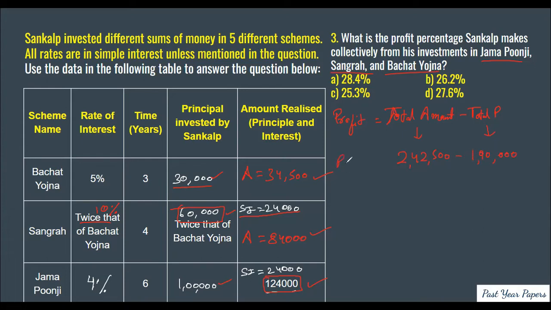So what will be the profit? Profit will be 52,500. But we need to find it in percentage. That means 52,500 needs to be calculated on total principal. Total principal is 1,90,000. So instead of multiplying it by 100, let me use some calculation tricks of percentages. So we need to find what percentage does 525 make of 1900.